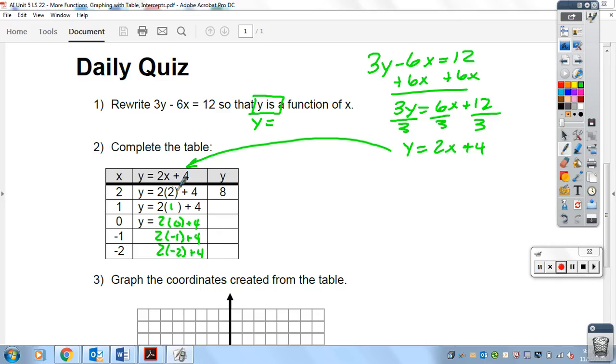2 times 2 is 4. 4 plus 4 is 8. 2 times 1 is 2. 2 plus 4 is 6. 2 times 0, that's the multiplicative property of 0. That's 0 plus 4 is 4. You should be noticing a pattern. 2 times -1 is -2 plus 4. They fight. The positive wins by 2. 2 times -2 plus 4, which is -4 plus 4. They fight. They're called additive inverses, which make 0. So now I'm going to use this information to graph on the coordinate grid.